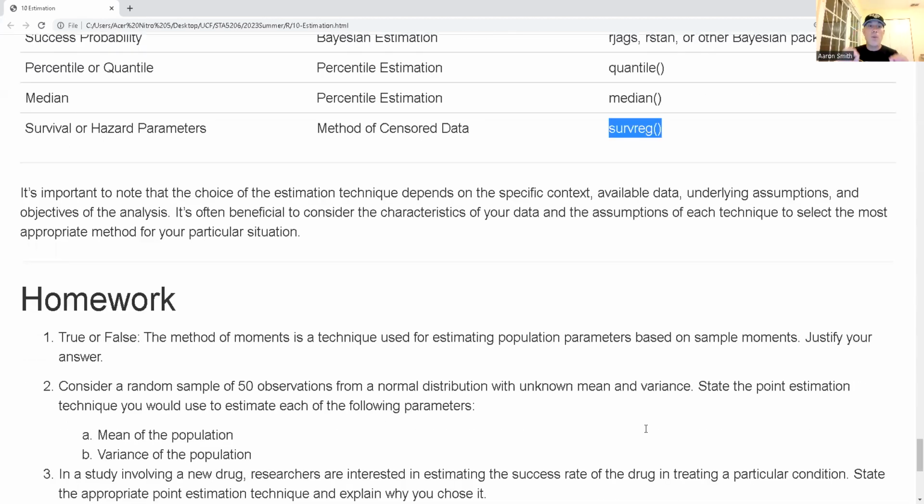It's important to note that the choice of the estimation technique depends on the specific context, available data, underlying assumptions, and the objectives of the analysis. It's often beneficial to consider characteristics of your data and the assumptions of each technique to select the most appropriate method for your particular situation.